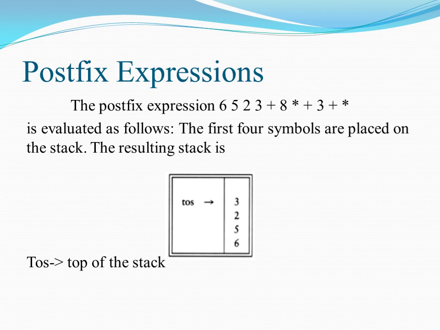I am going to explain this with an example. The given expression is 6 5 2 3 plus 8 star plus 3 plus star. First read 6, it's an operand, so we have to push. Then 5, push. 2, push. 3, push. Now TOS, top of stack, is 3.